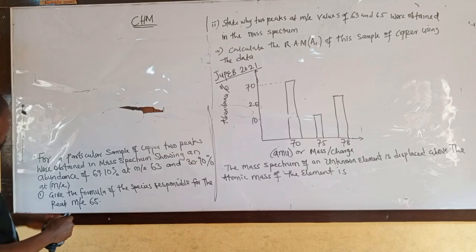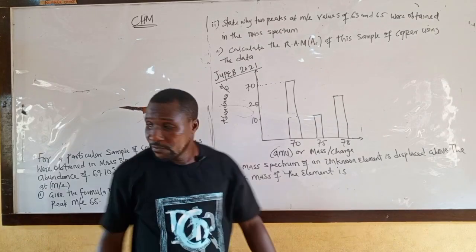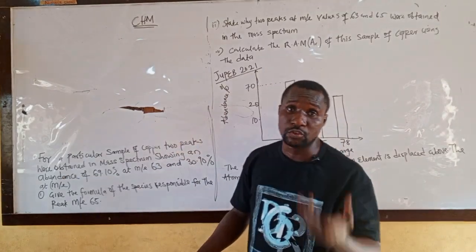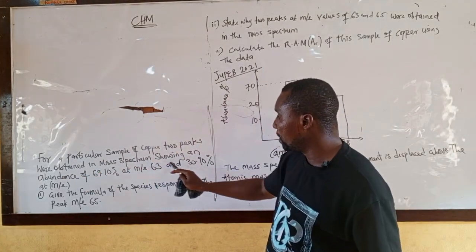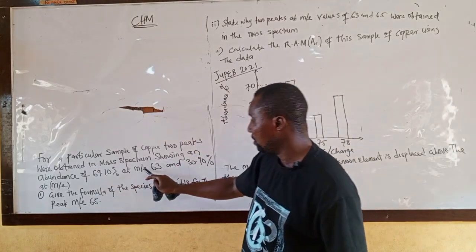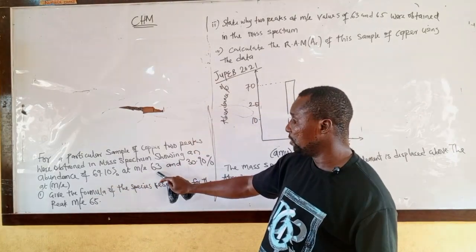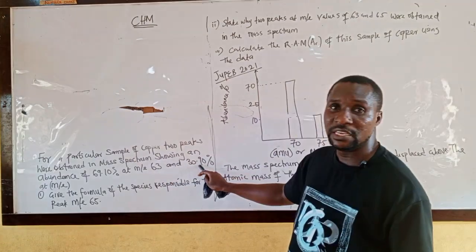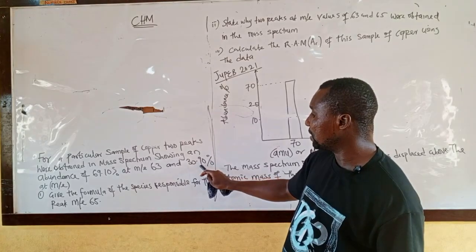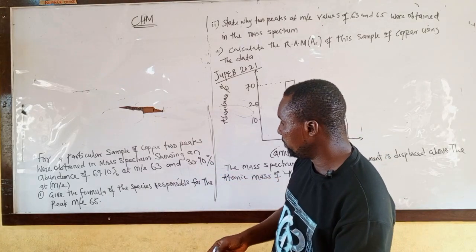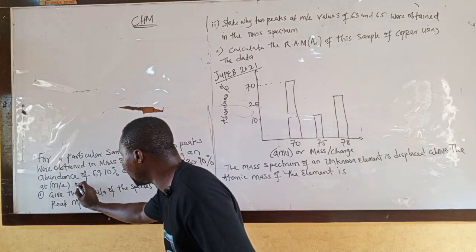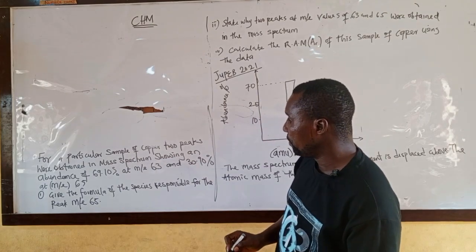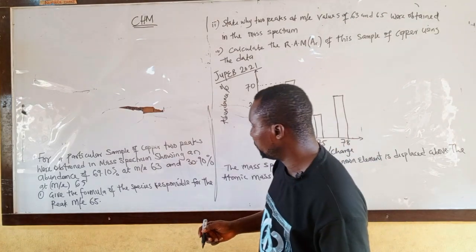For a particular sample of copper, 2 peaks were obtained. That means 2 isotopes were obtained in the mass spectrum, showing their abundance against the mass to charge ratio, that is the atomic mass, 63. And the relative abundance of the second one is 30.90, when the mass of this one is 65.